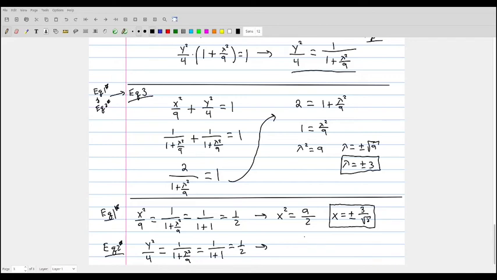So that gives you that when you plug back in, or when you first solve for y squared, y squared is equal to 4 times 1/2, or 4 over 2, which means that y is equal to plus or minus 2 over the square root of 2 when you take the square root of both sides.